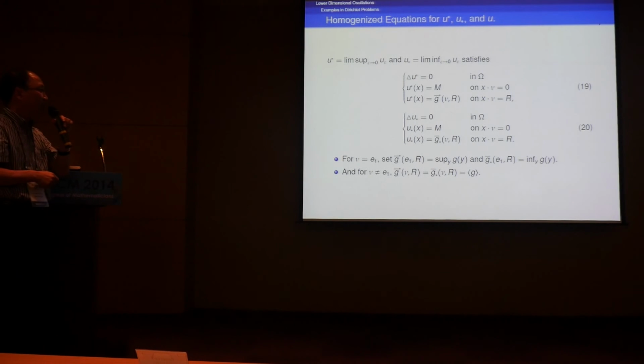And if my normal direction is e1, then I can choose the supremum of g. Still, I can take a u sub epsilon so that the boundary value of u sub epsilon is a supremum. And also you can take an infimum. So this is the largest one among possible boundary data, and this is the smallest one among possible boundary data. If my direction is e1, then there will be the supremum and infimum. But if my direction is transversal, then they are equal to the simple average.